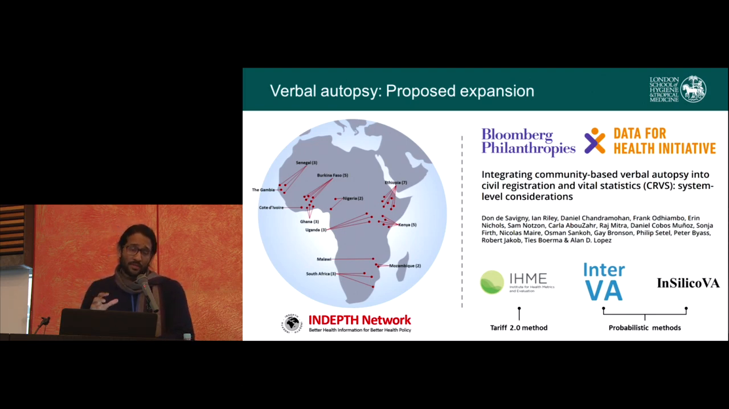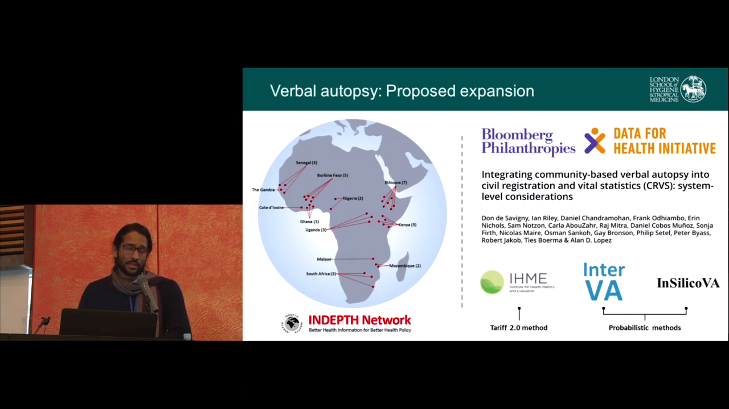But as I said, most of these sites are in rural settings, so it's difficult to extrapolate from these data to more national scales. So what is being proposed and actually being implemented at the moment is a very ambitious project, the Data for Health Initiative, which is primarily funded by, I think, Bloomberg Philanthropies, and involves Australian universities and a number of different partners. And they're looking to integrate verbal autopsy into routine civil registration activities, so outside of just a health and demographic surveillance setting.